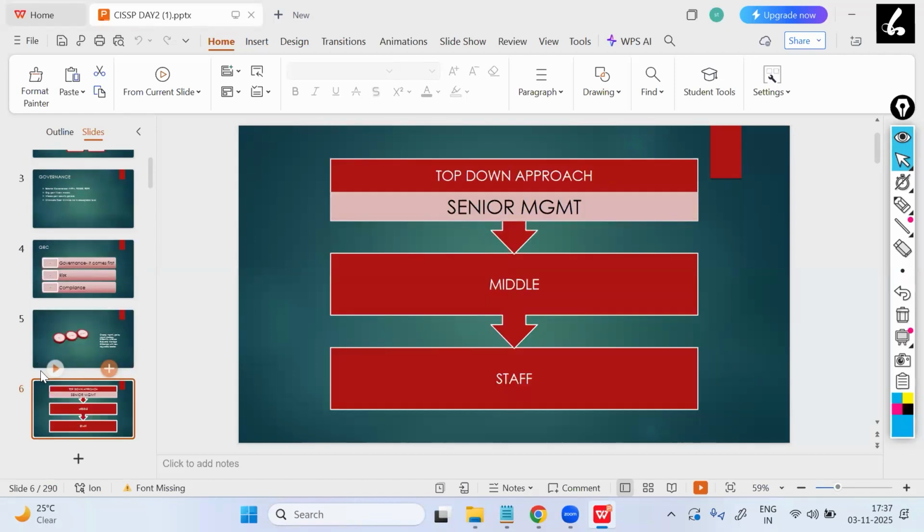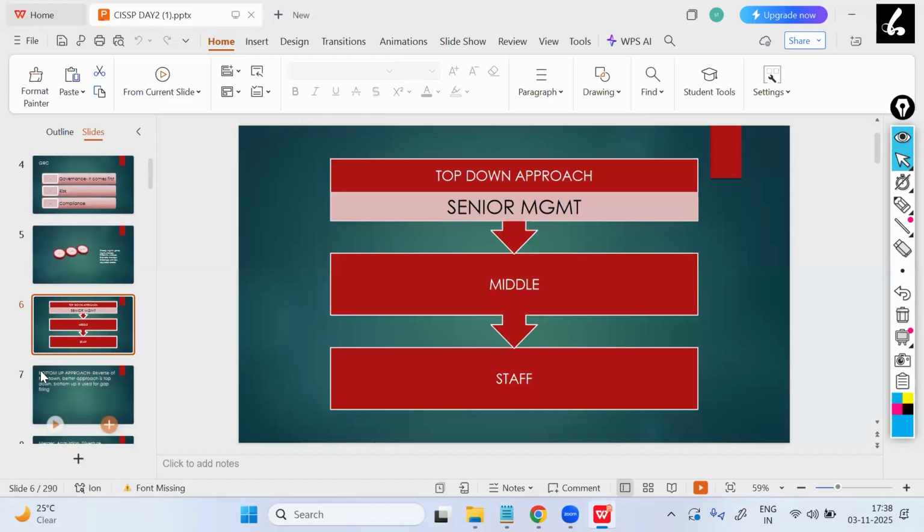For running any organization, there are two approaches, top-down approach and bottom-up approach. Have you heard these terms? So what do you think? Which approach is more effective to run any organization? Top down is the one, because senior management should be aware of what's happening, rather than staff. Yes, exactly. So the best approach as per the syllabus is the top-down approach, and which is used in the industry.